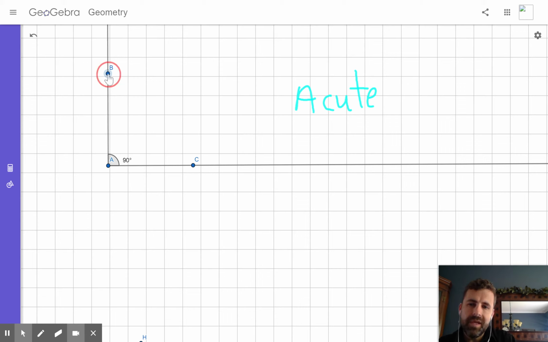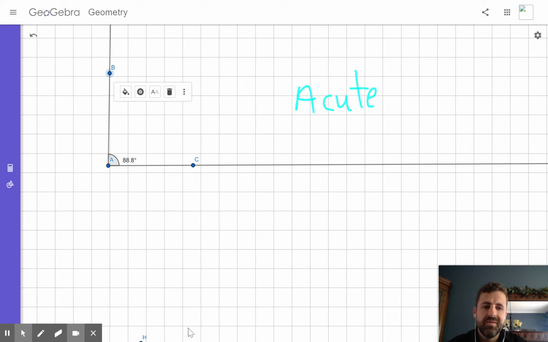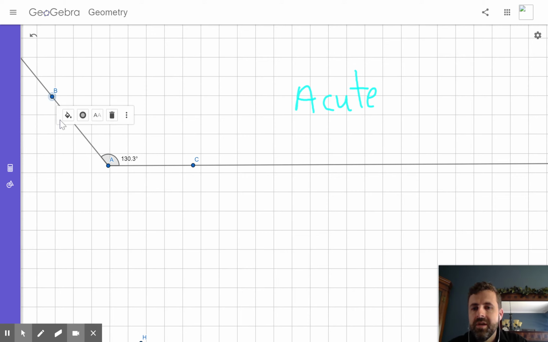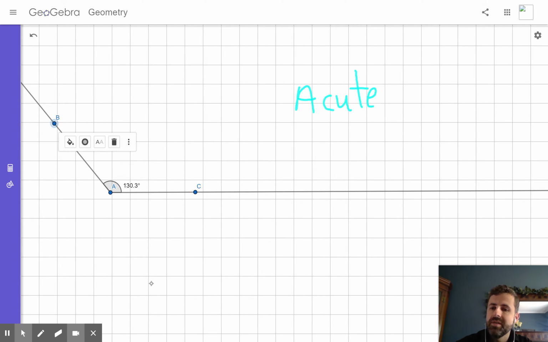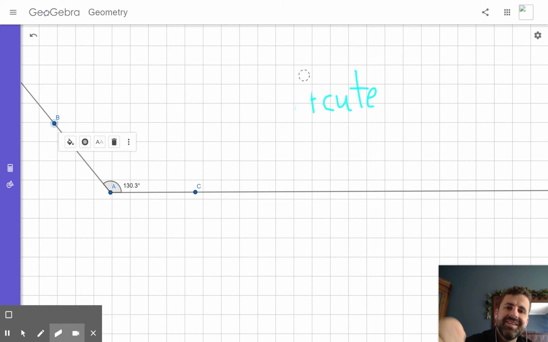Let's see how close I can get it. Oh, exactly 90 now? Come on. All right, 88.8. That's still technically an acute angle because it's not exactly 90 degrees. Now, if I were to go past 90 degrees, you can see here that this space is larger now. And so we call this, oh my, I don't know why I did that. We call this an acute angle.